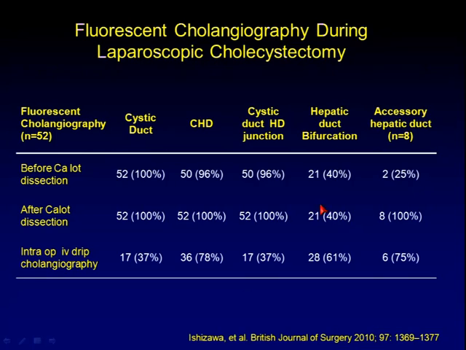After the dissection of the triangle of Calot, they were able to identify the cystic duct 100%, the common hepatic duct 100%, the cystic duct-hepatic duct junction 100%, the hepatic duct bifurcation 40%, and all of the accessory ducts were identified. Again, this compares very favorably to intraoperative drip cholangiography. So that may be something in the future.